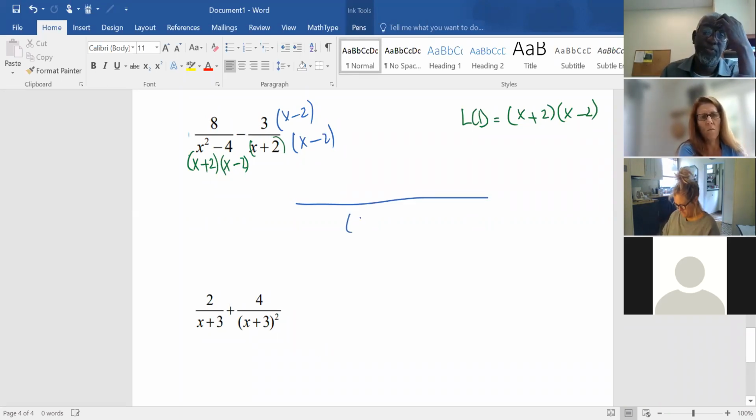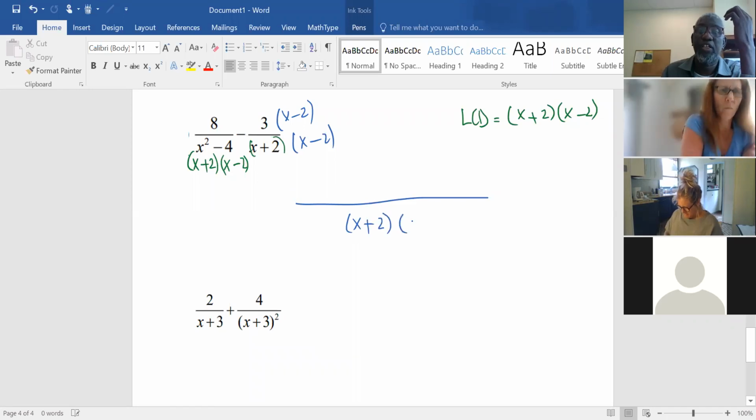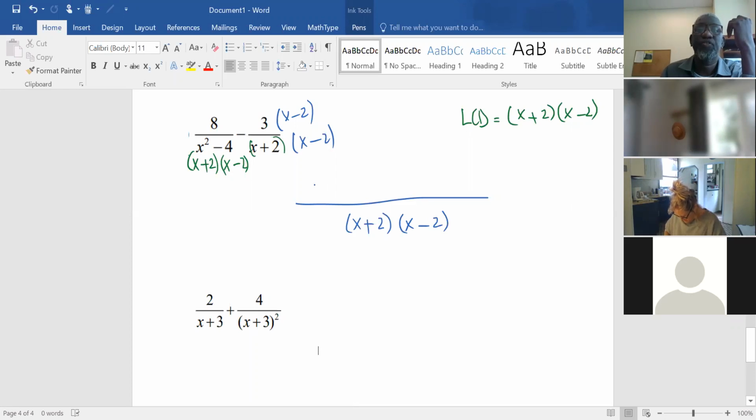x plus 2, x minus 2. Yep. And then your numerator will be what? First, you just have the 8 from the first one, and then distributing the 3, you would have 3x minus 6. So that would end up being 3x plus 2.